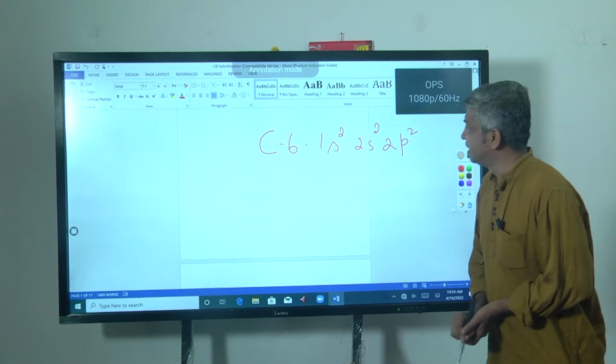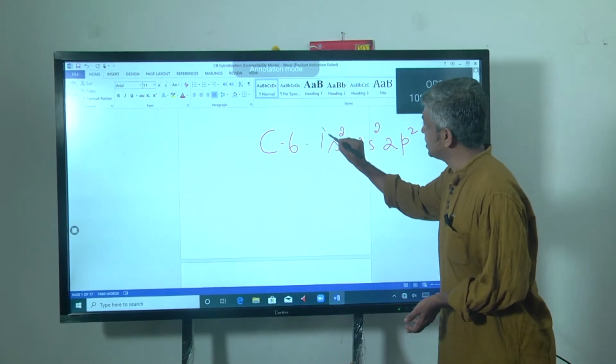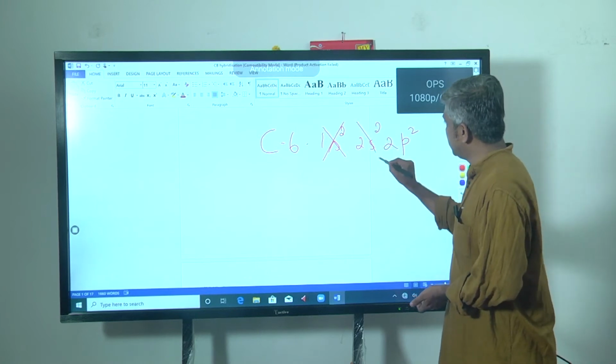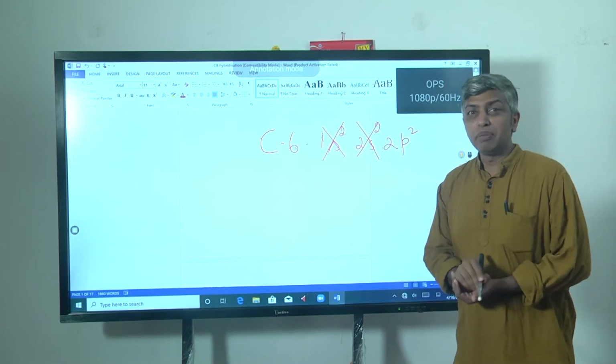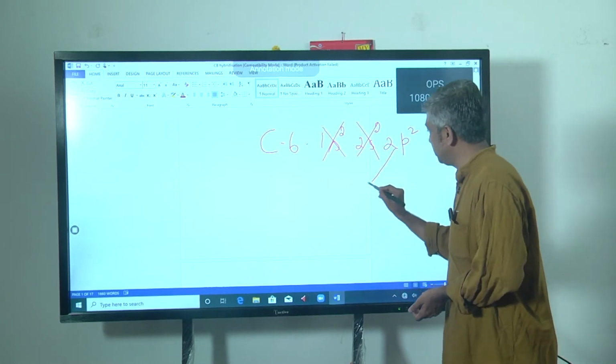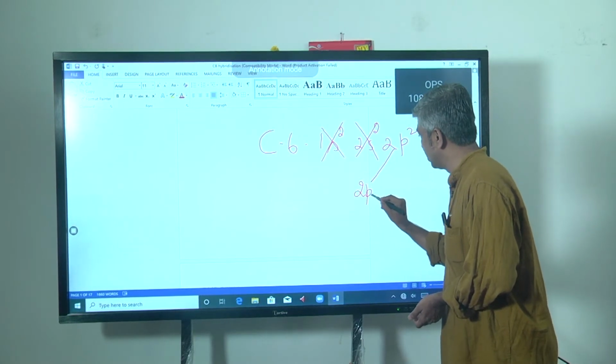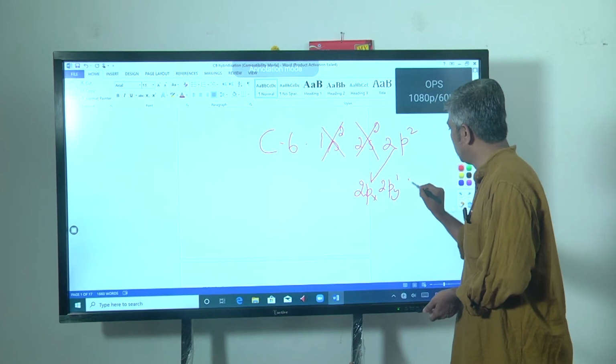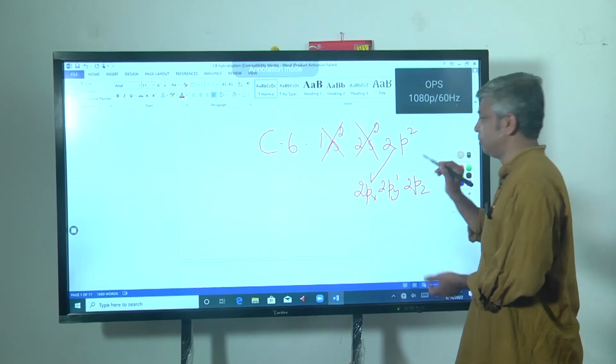When you consider this, 1s2 is completely filled, 2s2 is completely filled, and now the remaining is 2p2. So 2p can be written as 2px1, 2py1, and 2pz has nothing.